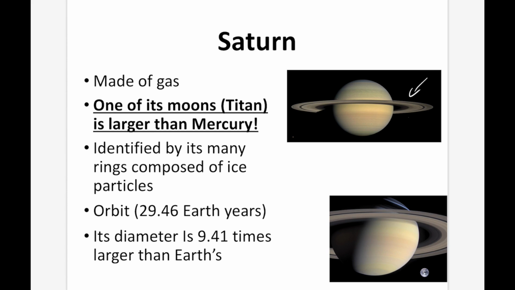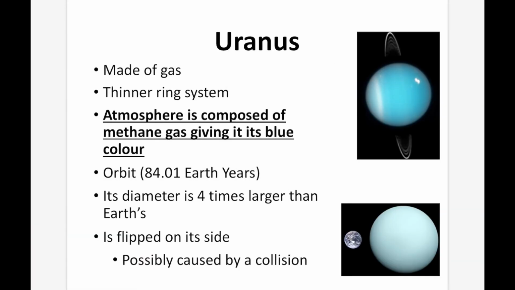An interesting side note about Saturn is that eventually those rings will be pulled into the planet, and it won't have that really distinctive, interesting ring structure that it currently has. But that's billions of years from now. Uranus. Uranus is also a gas giant. It has a very thin ring system, which you can see in the picture right up here. So nowhere near as big as Saturn's. Its atmosphere is composed of methane gas, giving it the blue color.